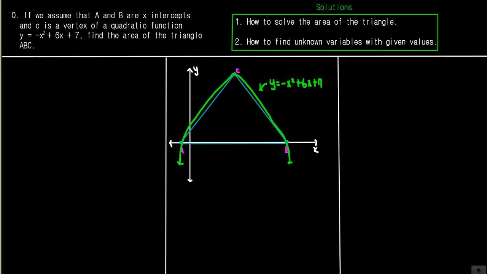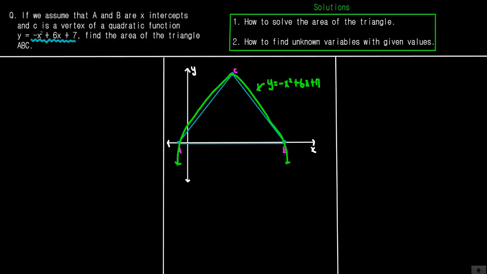Assume that A and B are x-intercepts and C is a vertex of a quadratic function y is equal to negative x squared plus 6x plus 7. Find the area of the triangle A, B, and C. Our ultimate goal is to find the area of the triangle ABC.